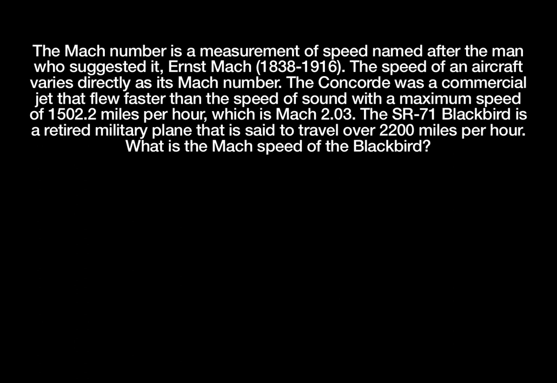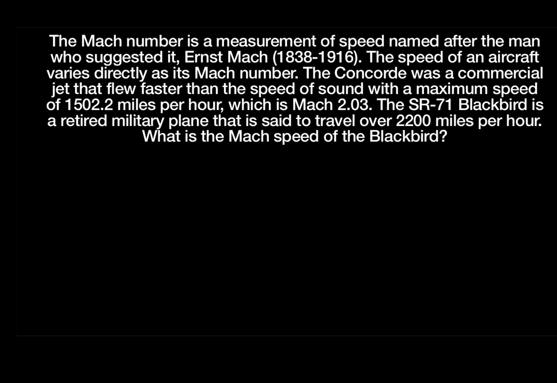That's a lot of reading. The Mach number is a measurement of speed, named after a man who suggested it, Ernest Mach. The speed of an aircraft varies directly. Oh boy, that sure sounds like math, doesn't it? Direct relationship, that's this, where K is the constant of variation, which is a good idea to just kind of remember in the back of your head. If it's an inverse relationship, it's going to be that constant of variability over X.